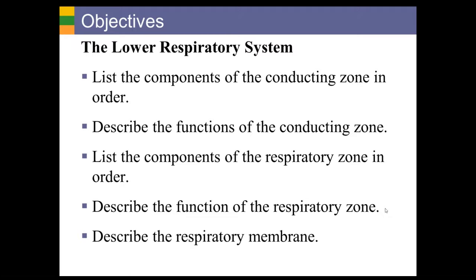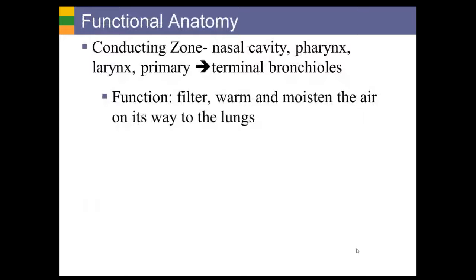So now we're going to start really focusing on physiology. The first thing we're going to do is make sure that you can differentiate between the conducting zone and the respiratory zone. We're going to list the components of the conducting zone in order, describe the functions of the conducting zone, list the components of the respiratory zone in order, describe the function of the respiratory zone, and then we're going to describe the respiratory membrane.